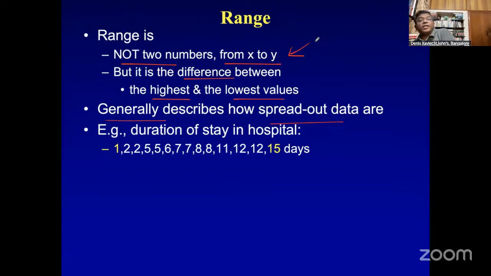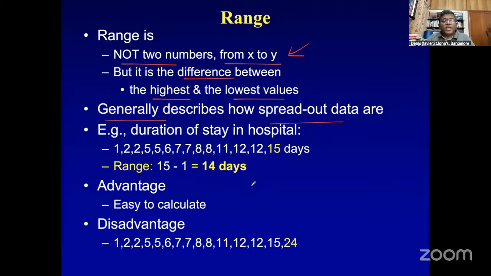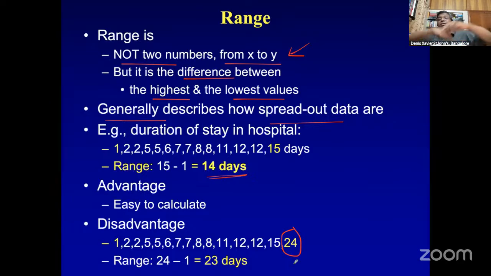So what is the range for this one? 15 minus 1 is 14 days. All right. But what are the limitations of range? The advantage is it is very easy to calculate. Disadvantage, look at this. If one patient stayed for 24 days, to this 15, you added 24. Now this range from 14 almost doubles to 23. One patient can drag the range.